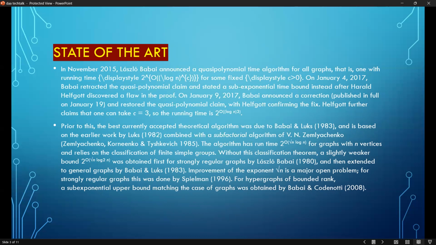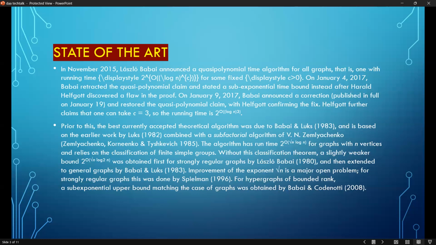Prior to this, the best currently accepted theoretical algorithm was due to Babai and Luks, 1993, and is based on the earlier work by Luks, 1982, combined with the subfactorial algorithm of Zemlyachenko, Korneenko, and Tyshkevich, 1985. The algorithm has runtime of 2^O(√(n log n)) for graphs with n vertices and relies on the classification of finite simple groups.